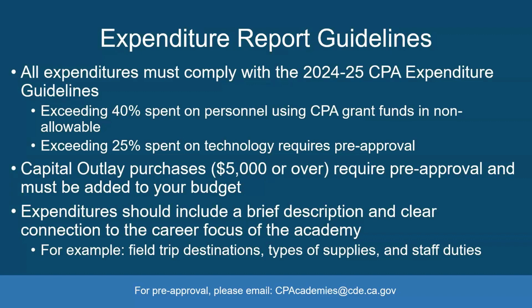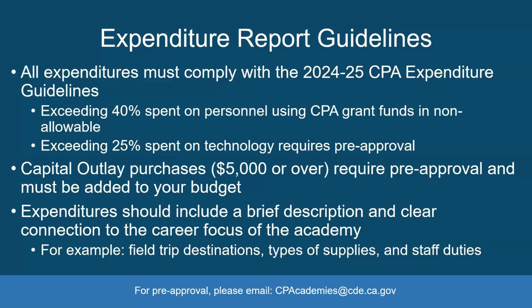All right, so just a few guidelines. Please keep in mind that all expenditures do need to comply with the 2024-25 CPA expenditure guidelines. A couple of guidelines that you should make note of are that in the 1000s, 2000s, and 3000 object codes, exceeding 40% on personnel is not allowable. So the total spent on 1000, 2000, and 3000 needs to be less than 40% of your total budget.